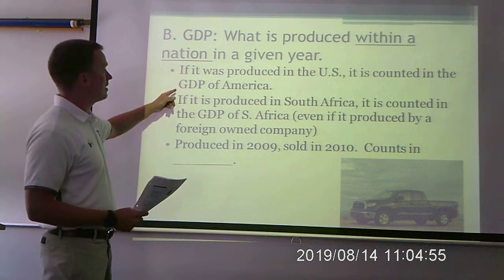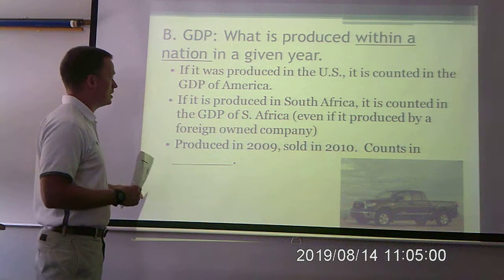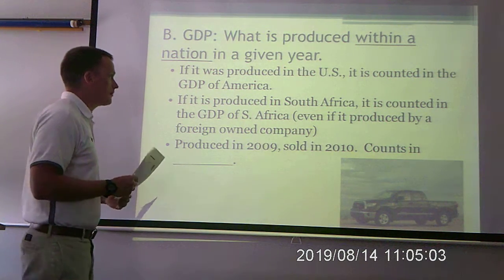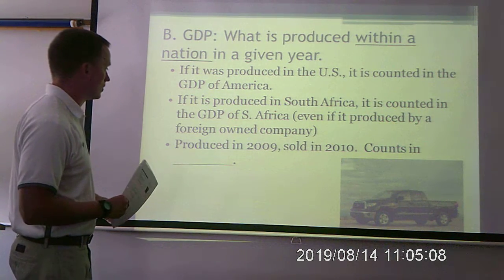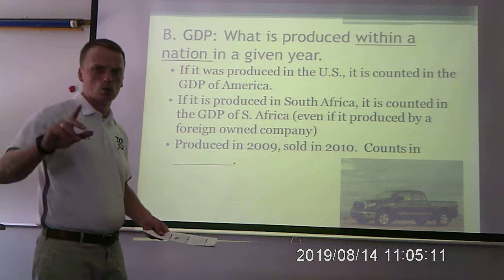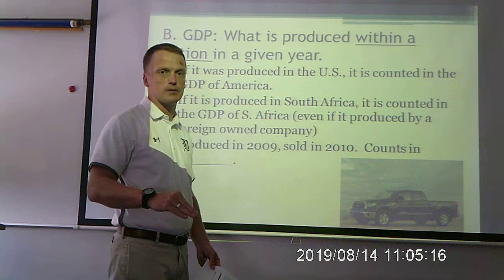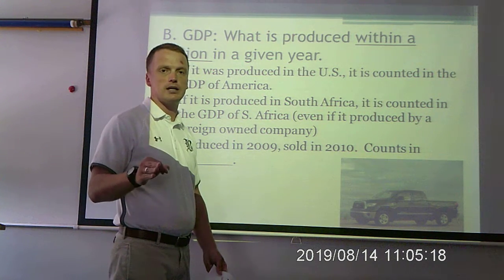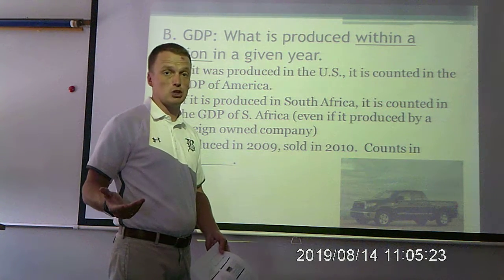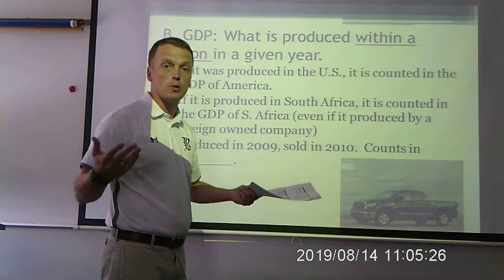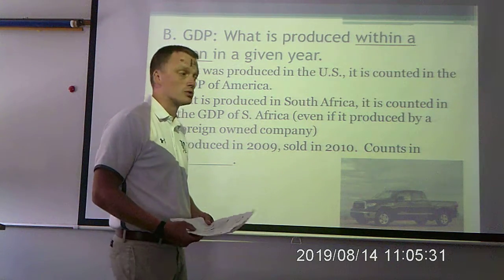So, if it was produced in the United States, it is counted towards GDP of America. If it is produced in South Africa, it is counted towards GDP of South Africa, even if it is produced by a foreign-owned company. Okay, so one correction. So I mentioned earlier, Missouri, even if it was produced in Japan, if it's produced in Japan, it's Japanese GDP. So you just got to go with where it was produced, as opposed to necessarily where it was sold.